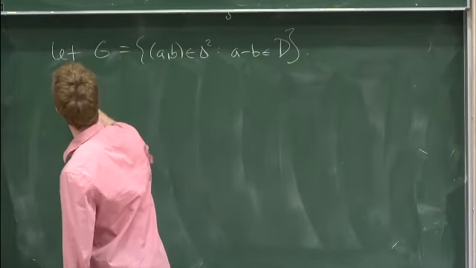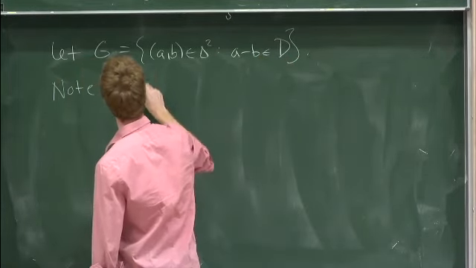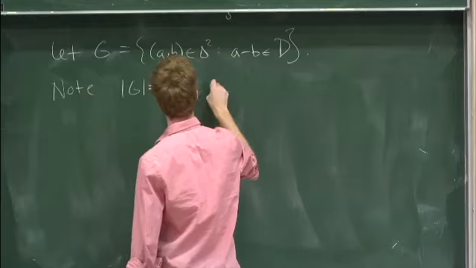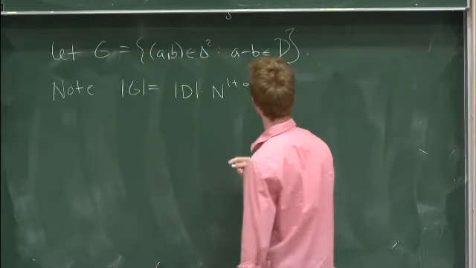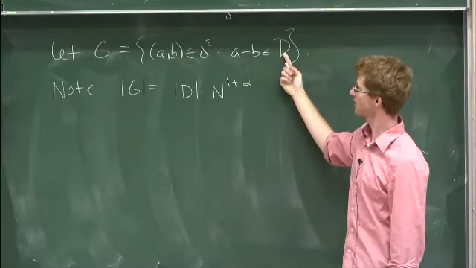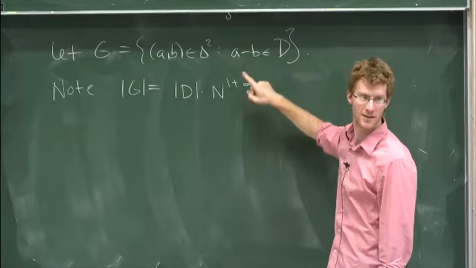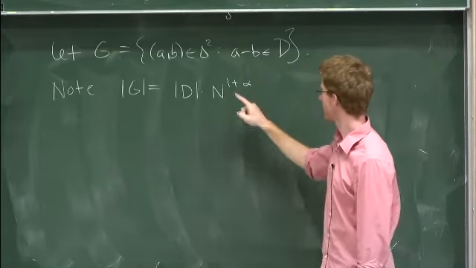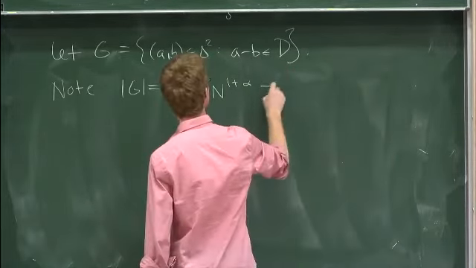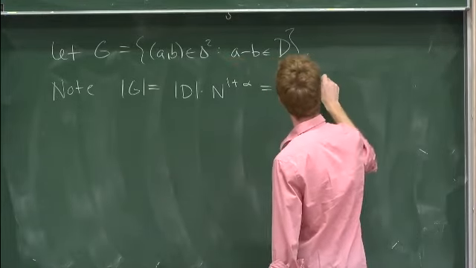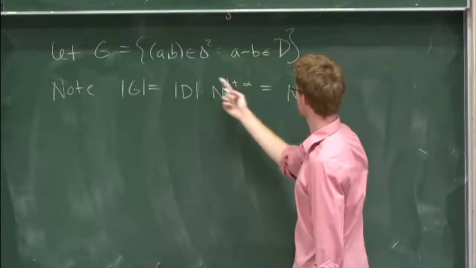And the size of this graph is equal to the size of that different set times n to the 1 plus alpha, because for every element of this different set, there are n to the 1 plus alpha many ways of writing it. So the size of the graph is equal to that. N to the 6 minus alpha. 5 minus 2 alpha, 1 plus alpha.